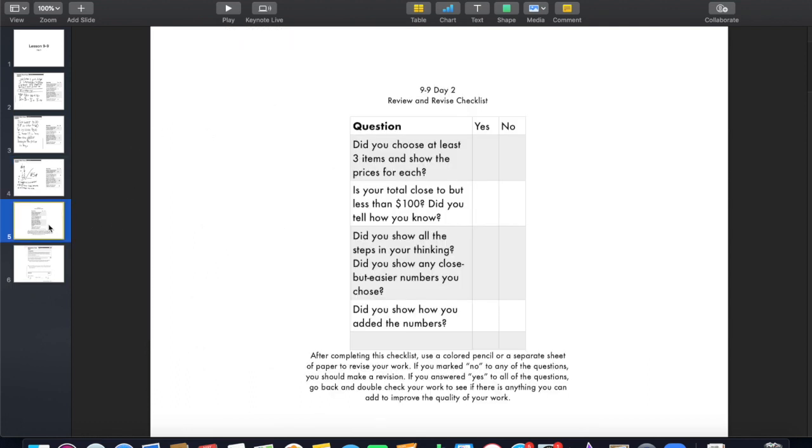So what you're going to do today is you're going to go on Seesaw and just complete the review and revise checklist based on the work you completed. And just like last time, I'm asking you to use a colored pencil or a separate sheet of paper to revise your work. And if you've marked no for any of them, or if they're in the middle, then those are places where you can make revisions. If you've marked yes to all the questions, I think you should go back and double check your work to see if there's anything you can do to improve the quality of your work.